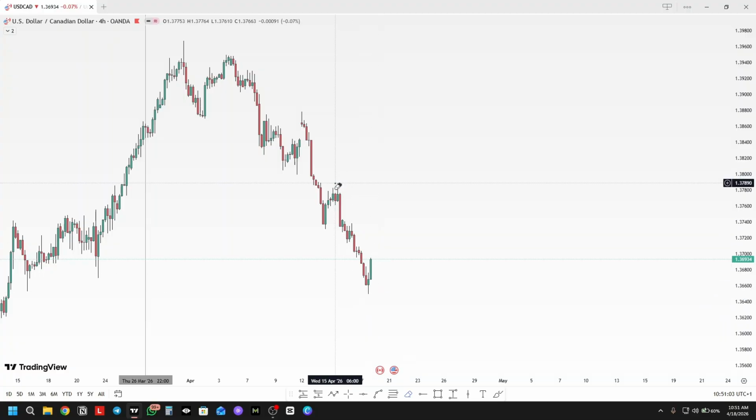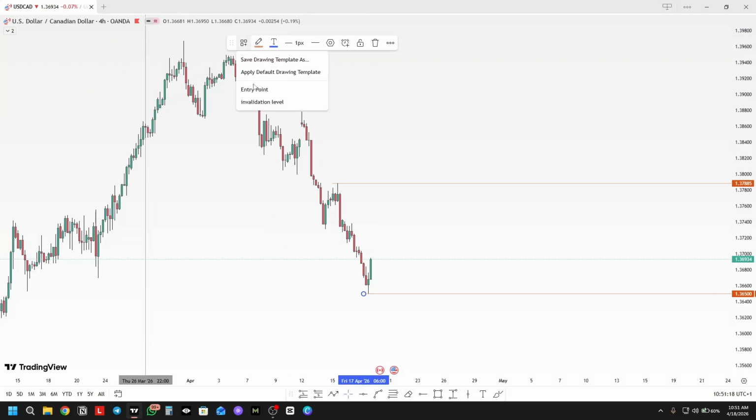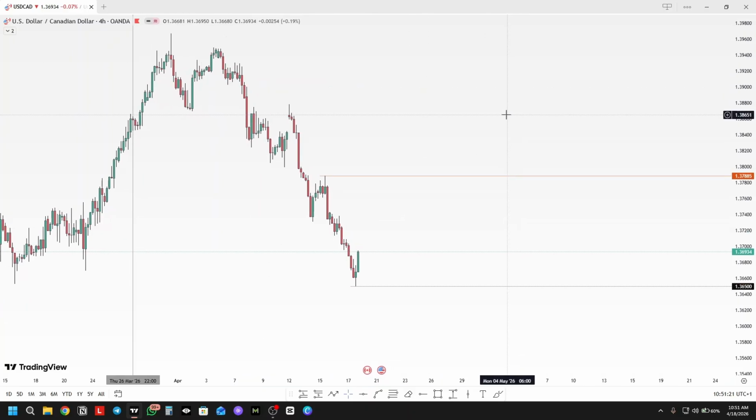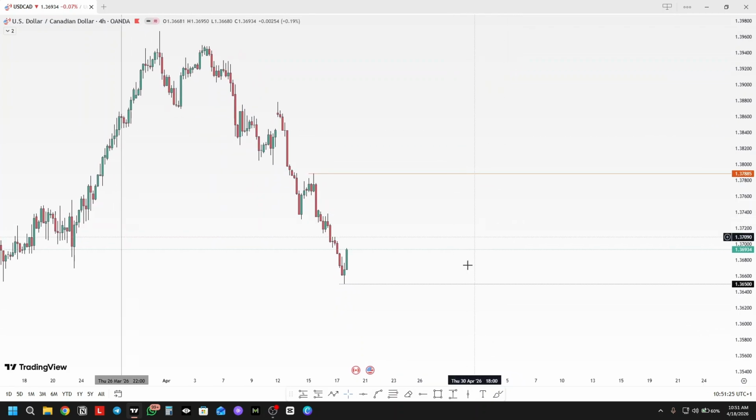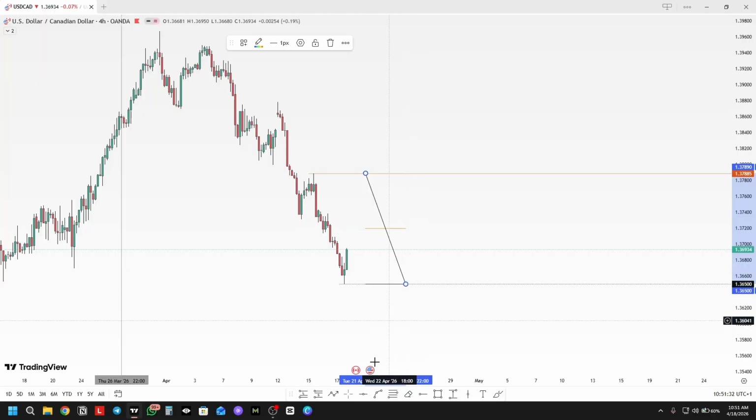Then the next thing is to put our invalidation line. Okay. To the nearest high. And this will be to the low. Alright. Okay. So the same concept, the same principle applies. 50-50-50 rule, regardless. So I'm going to put our 50 fib here.